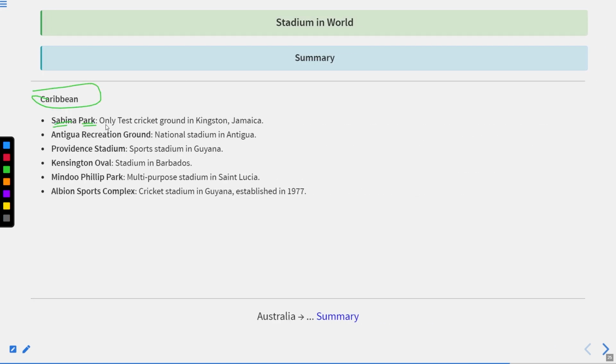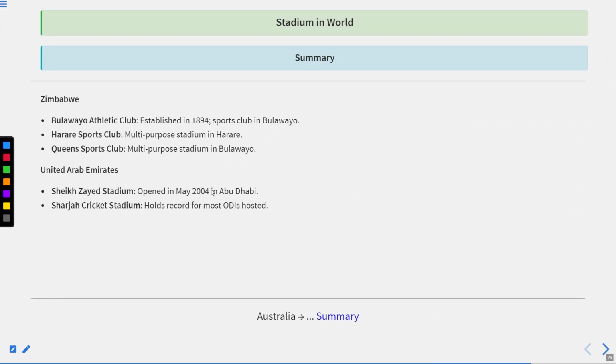Caribbean, Sabina Park, the only Test cricket ground in Kingston, Jamaica. Antigua Recreation Ground, National Stadium in Antigua. Providence Stadium in Guyana. Kensington Oval Stadium in Barbados. Mindoo Phillip Park, multi-purpose stadium in St. Lucia. Albion Sports Complex in Guyana, established in 1977.